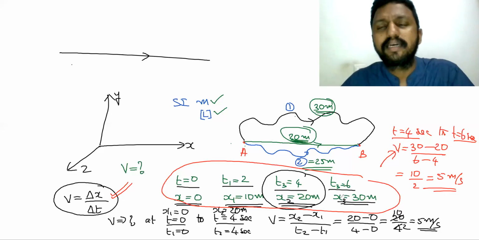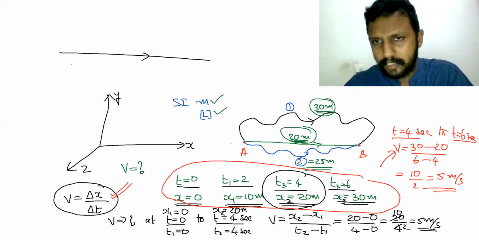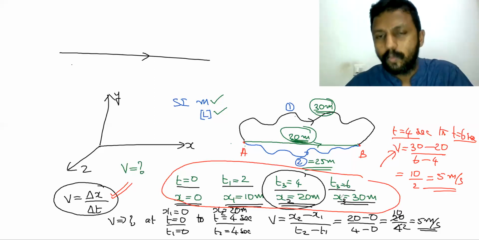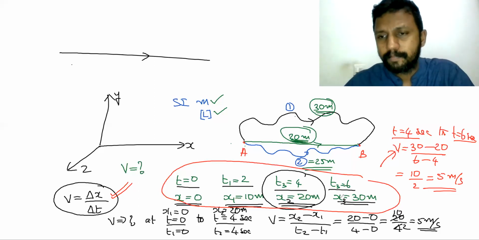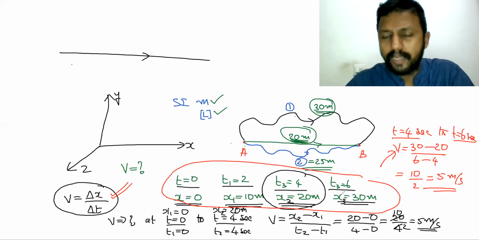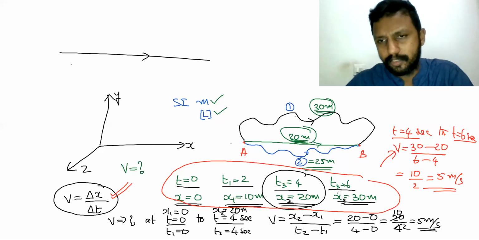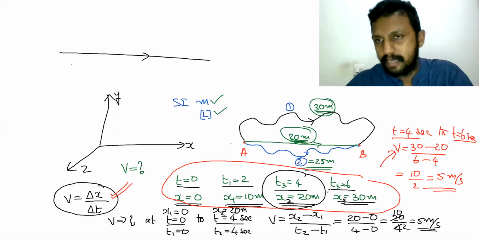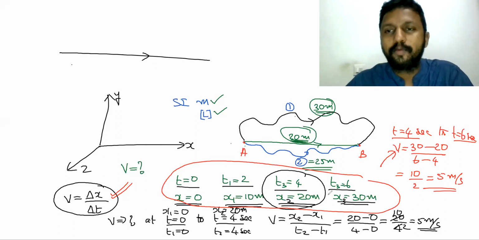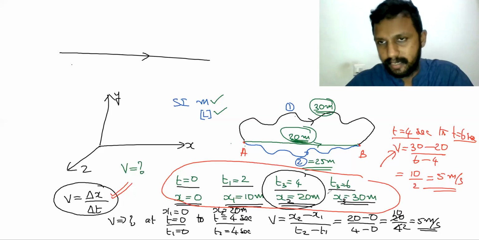Velocity is the rate of change of displacement with respect to time. Therefore, what is velocity? It's a vector quantity. Velocity will have both magnitude and direction.